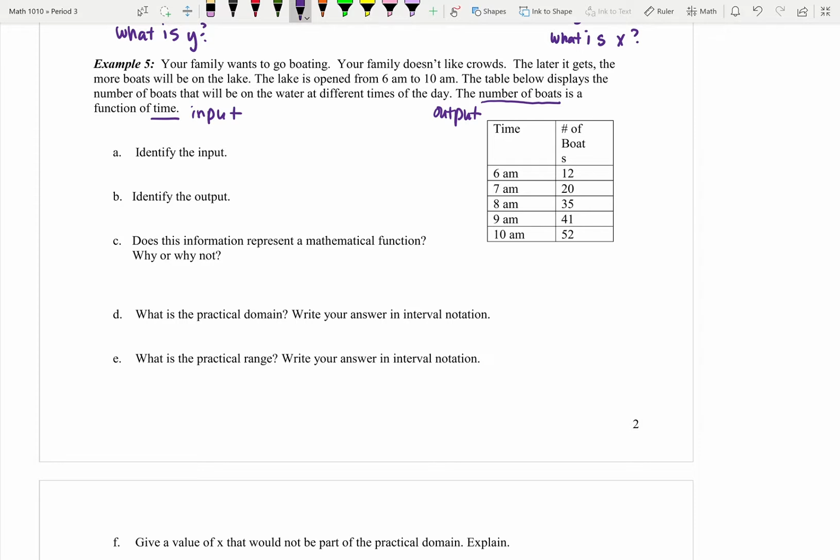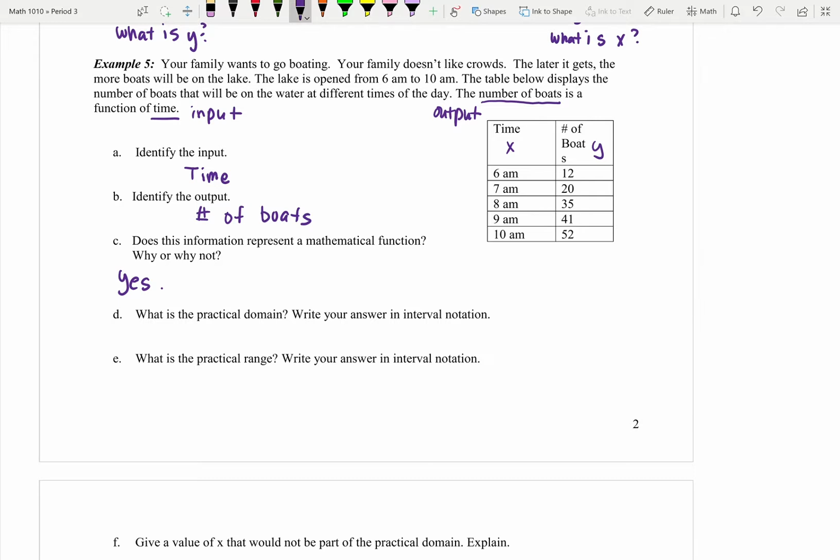I also know that because if you look at the table, this is your x, this is your y. X is time, y is boat. So you can tell it either way. So what's the input? Everybody write down time. What is the output? Number of boats. Is this a function? Look at it. Everybody tell me yes or no. Yes, it is.